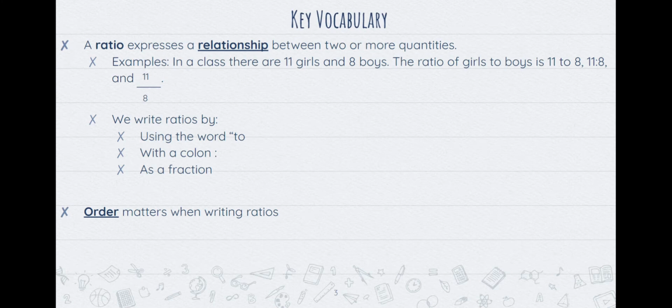Now, one big thing with ratios is that your order does matter. So if our ratio for this example problem is 11 to 8, it is always talking about girls to boys, because that's what the 11 means, you have 11 girls, and the 8 means you have 8 boys. If you flip those numbers around and you said 8 to 11, that changes the ratio. It's not the same. Even though you're working with the same numbers, it's a different ratio.